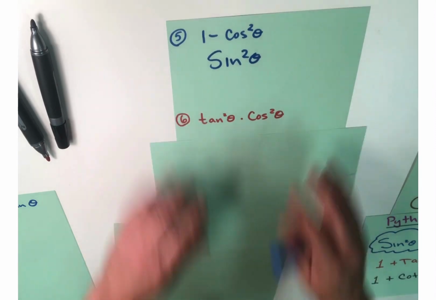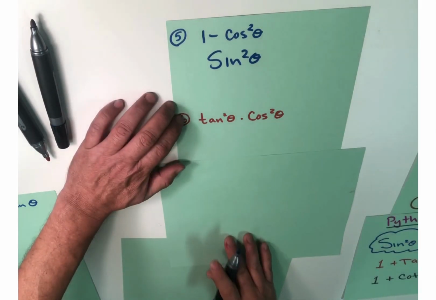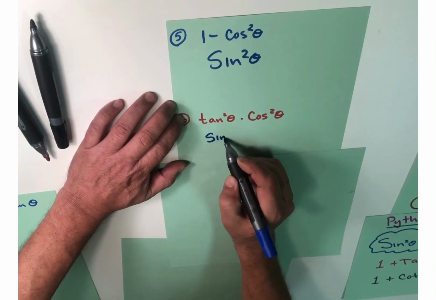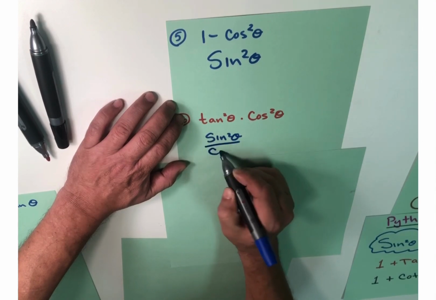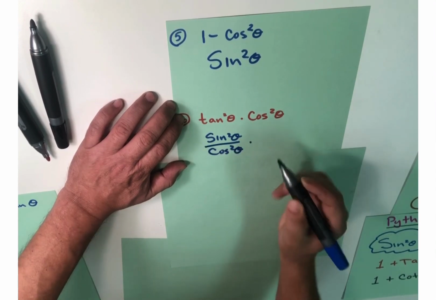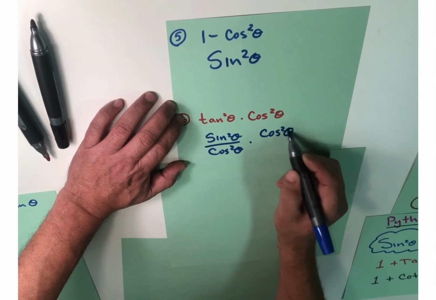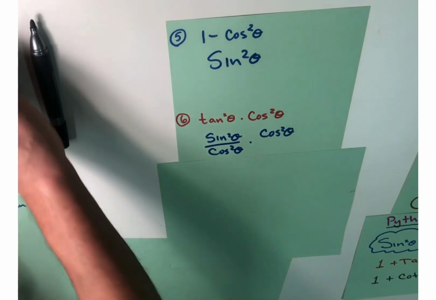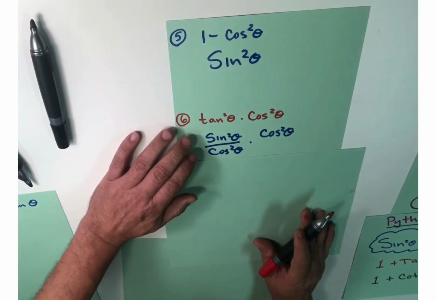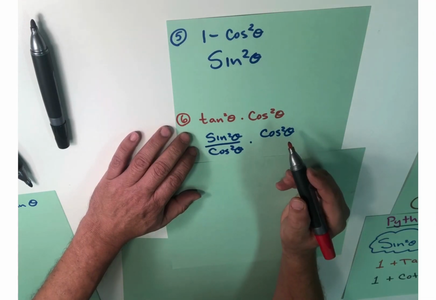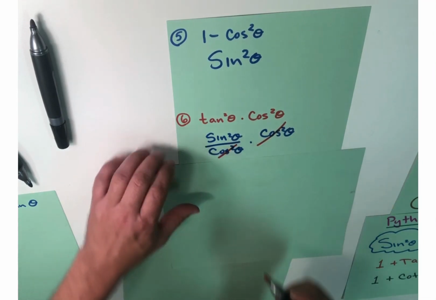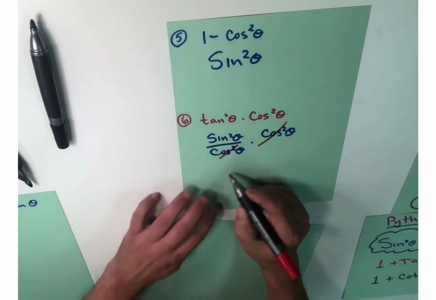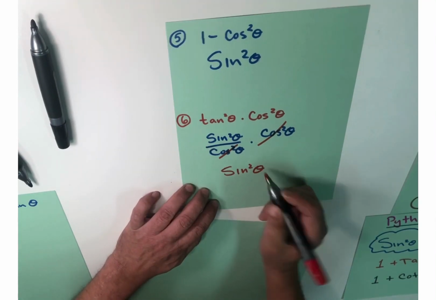Let us use the quotient. What does tangent squared of theta equal? Well, it equals to sine squared of theta over the cosine squared of theta. And then you just bring down the cosine squared of theta. As I told you before, something usually cancels. Yes, indeed. Let me go cancel the cosine squared of theta. And what am I left with? Sine squared of theta. Wonderful. That takes care of number 6.